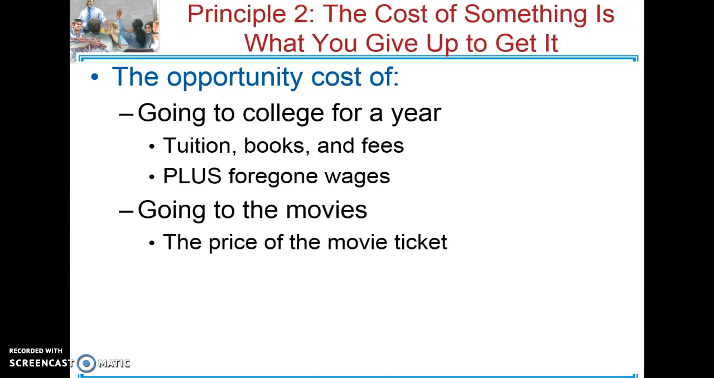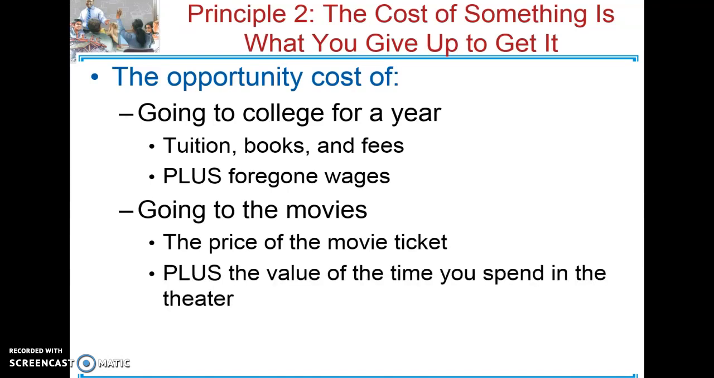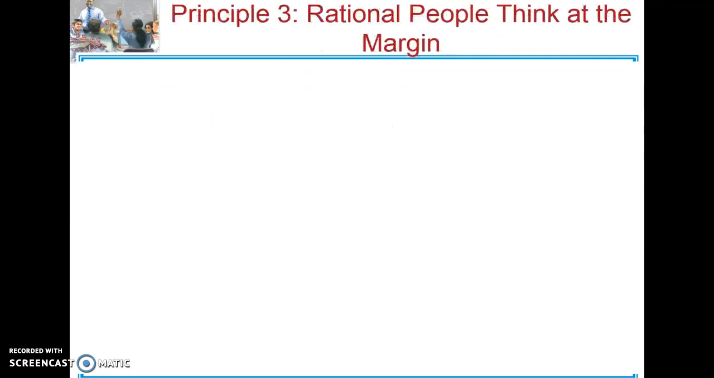Going to the movies, the opportunity cost is the price of the movie ticket. But you must also consider what's the value of the time that you spend in the theater. What would you be doing if you weren't in that movie theater?